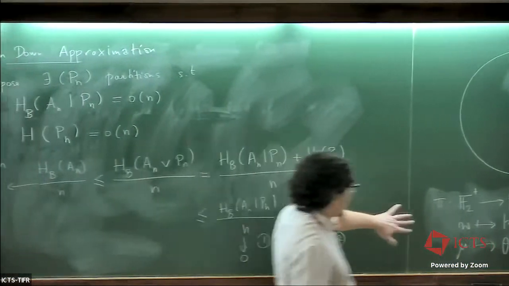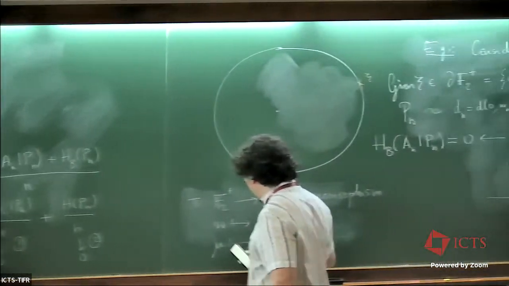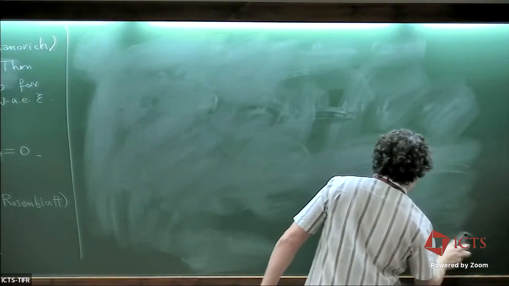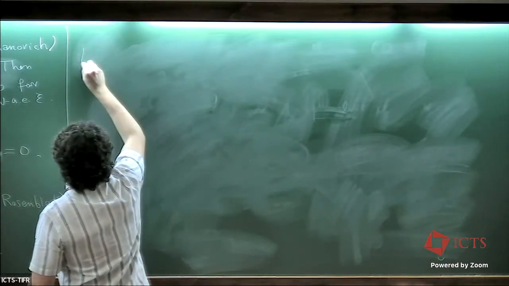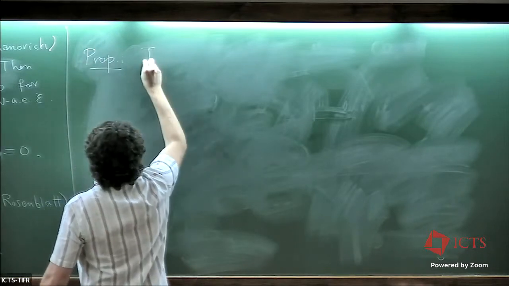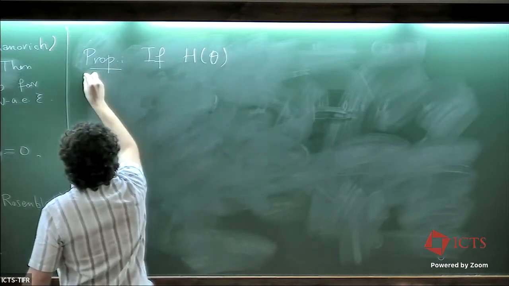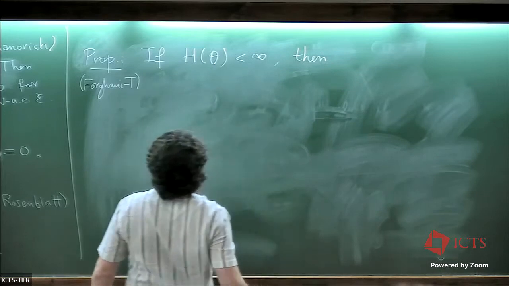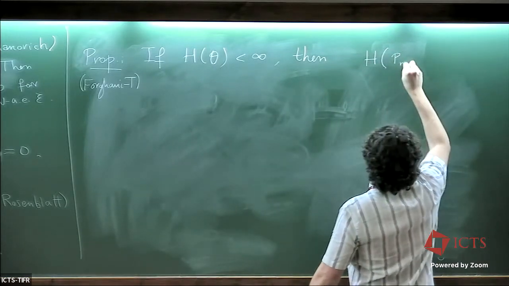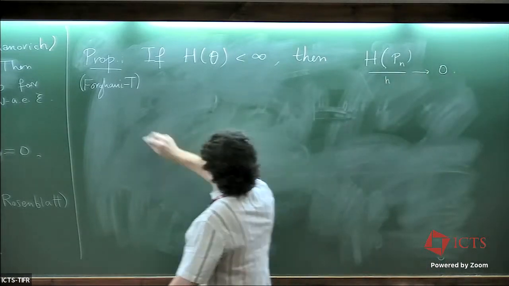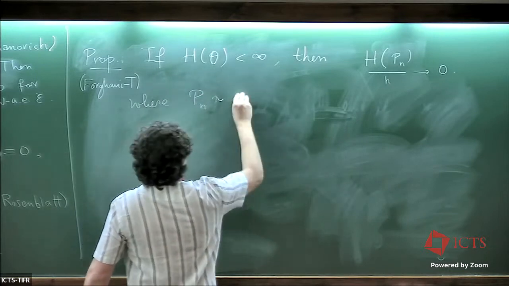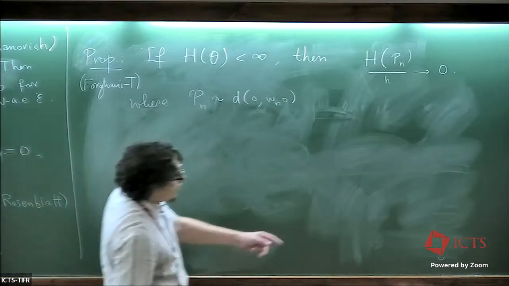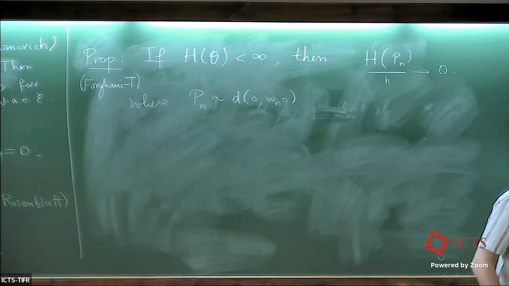The point is, if the entropy is finite, then we are in good shape. The proposition, or theorem, from our earlier paper, is that if the entropy of psi is finite, then H of Pn divided by n goes to zero, where Pn is given by the values of the distance function. And the reason is pretty simple, because the random walk projects to another random walk. This is very, very special. In this case, you have a homomorphism on the nose.